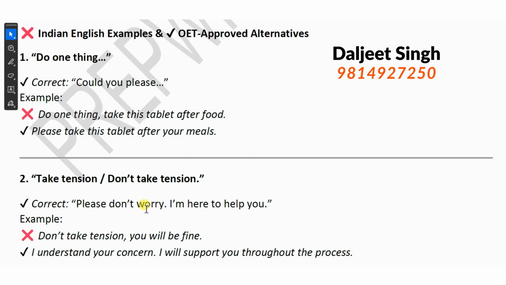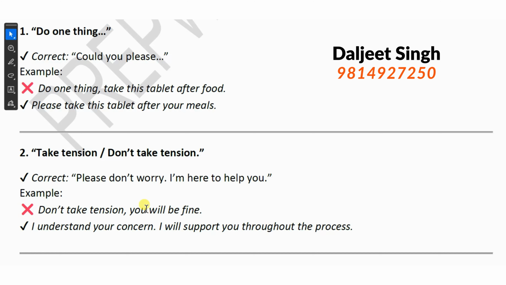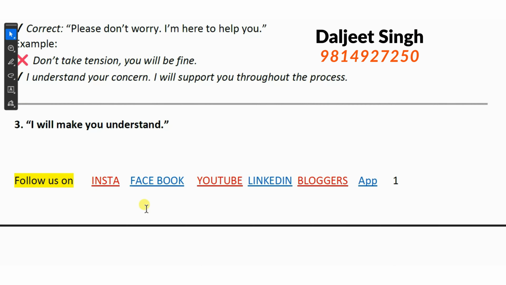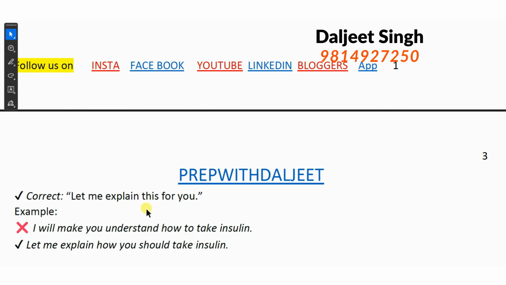which is informal vocabulary, you must use "I understand your concern. I will support you throughout the process." Instead of "I will make you understand," you must say "let me explain this for you." So these are quite small examples.